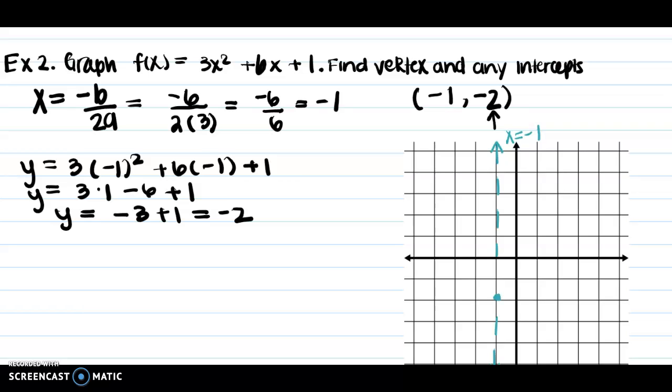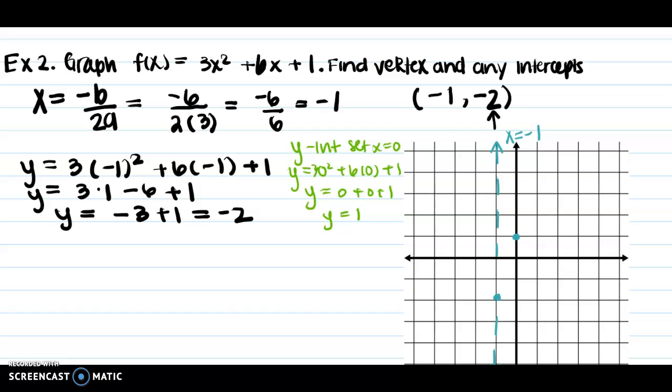And then the only thing that we have left is the intercepts. So let's start off with the y-intercept. That's when you set x equal to 0. So y equals 3 times 0 squared plus 6 times 0 plus 1. So that's going to be 0 plus 0 plus 1. And therefore it's just 1. So my y-intercept is 1.